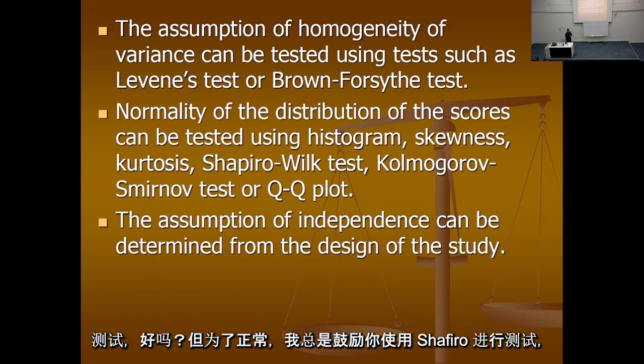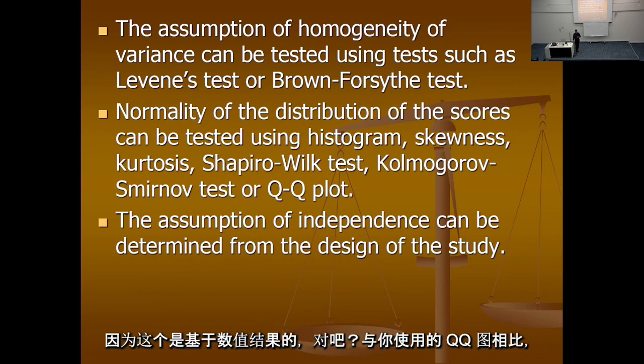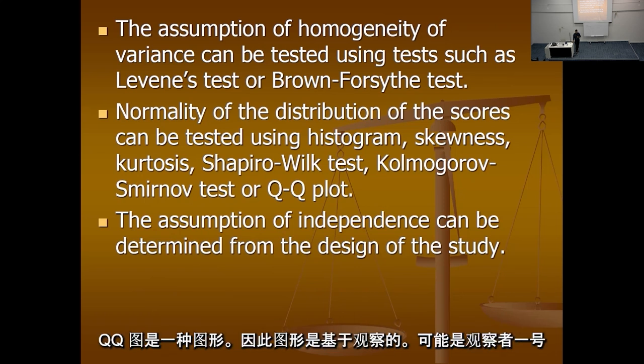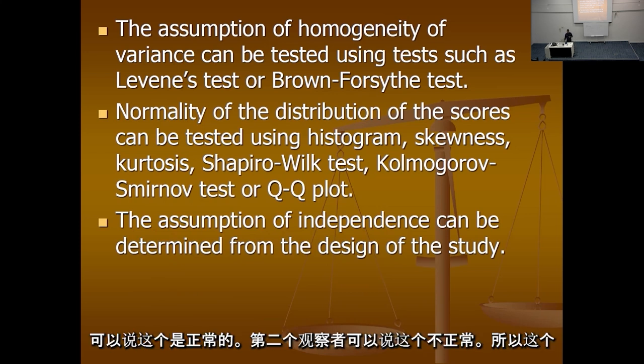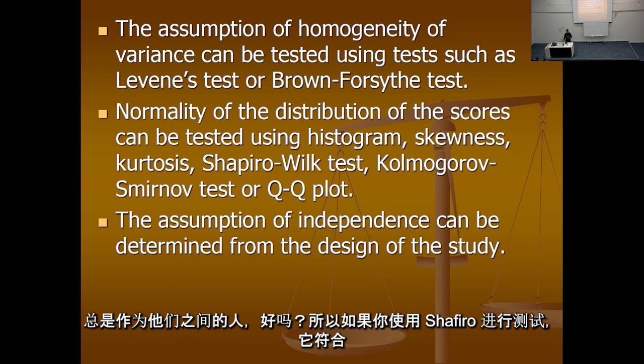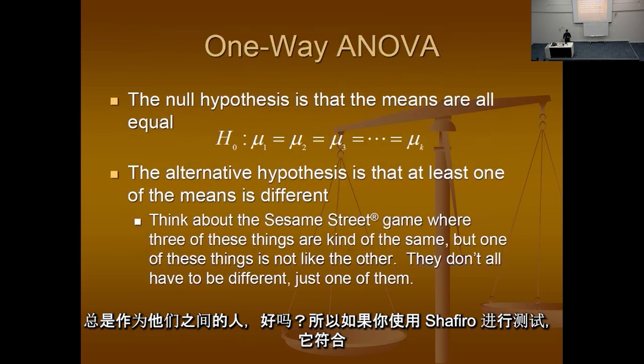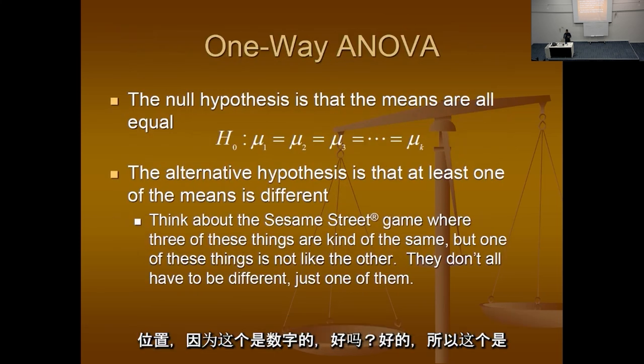But for normality, I always encourage you to use the Shapiro-Wilk test, because it is based on a numerical result, as compared to the QQ plot, which is graphical. Graphical is based on observation. Observer number 1 may say this is normal, and observer number 2 may say this is not normal, so there is always an argument between them. But if you use the Shapiro-Wilk test, it settles the decision, because it is numerical.